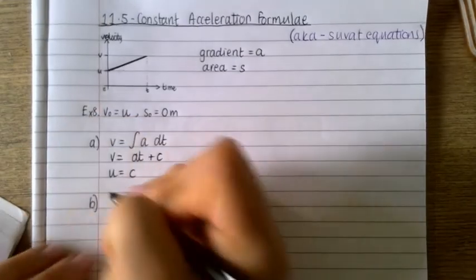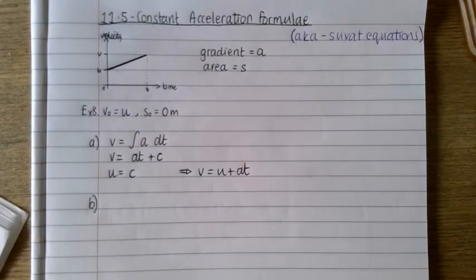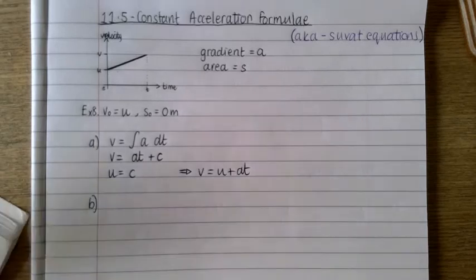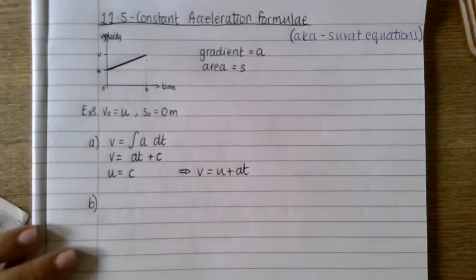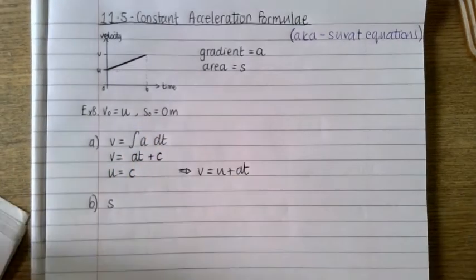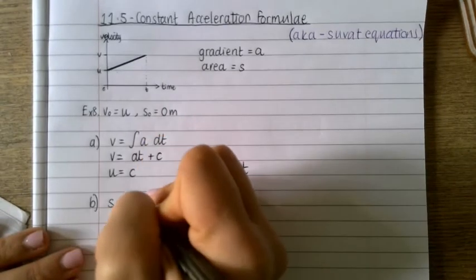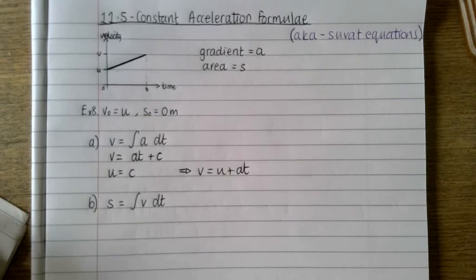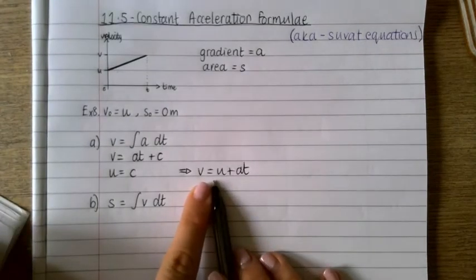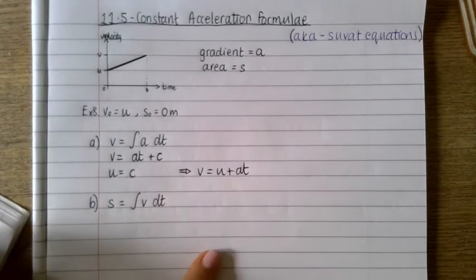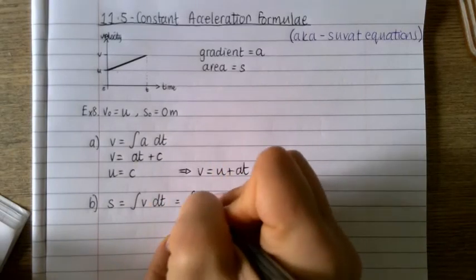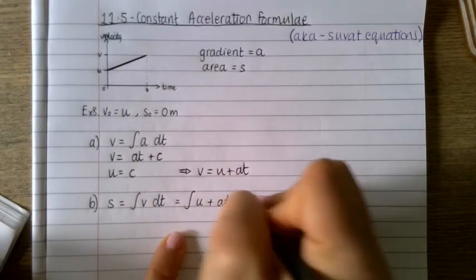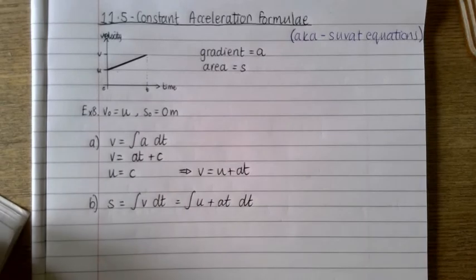Part b, we have to derive that its displacement s at a time t is given by s equals ut plus a half at squared, another equation that we use all of the time. So here we think to ourselves, well, for the displacement, we can integrate velocity with respect to time. And we have just derived this equation here for velocity, v equals u plus at. So we are actually going to integrate u plus at with respect to time.